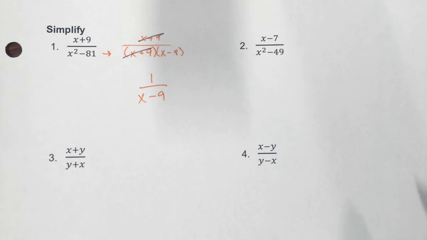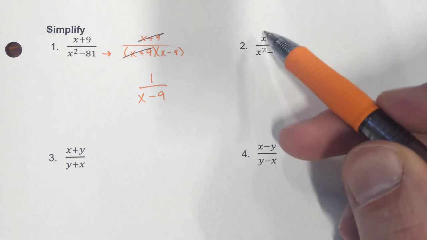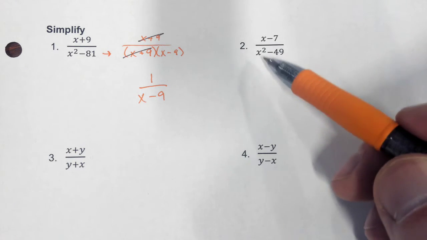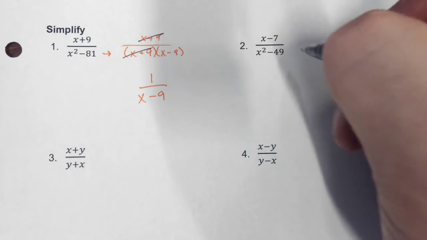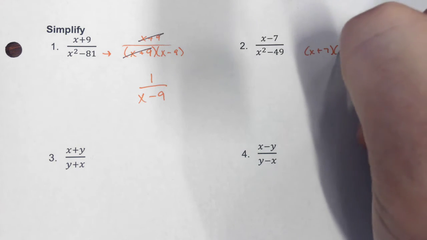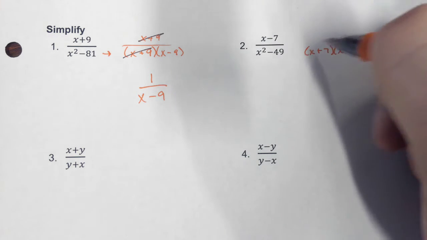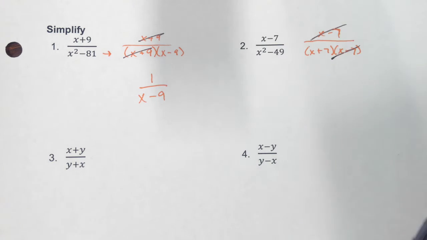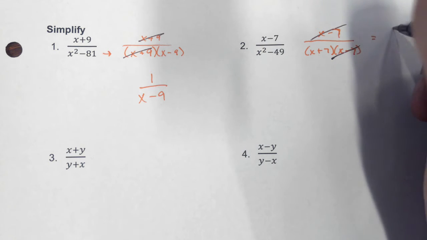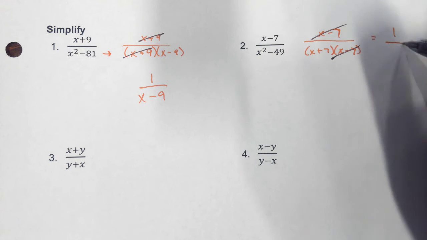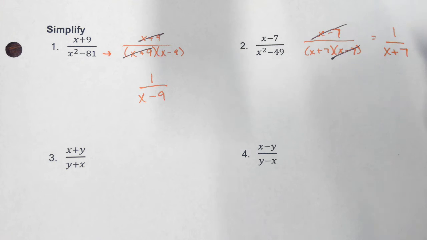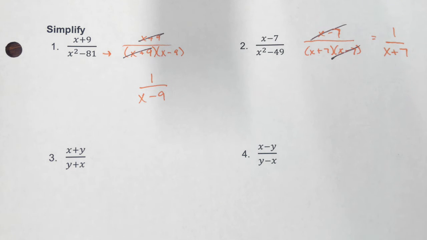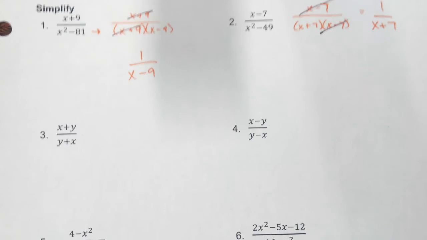On number 2 on the back, or the last page, again, very similar to 1. x minus 7 can't be factored. There's nothing to do with it. This, again, is a difference of squares. It factors to x plus 7, x minus 7. And once again, I'm able to cross out those x minus 7s, which leaves me with the understood 1 over x plus 7. And if you put the parentheses around, it's fine. It's just not necessary, so don't waste time.